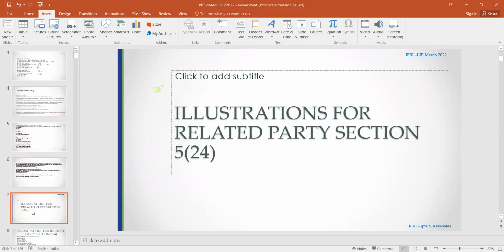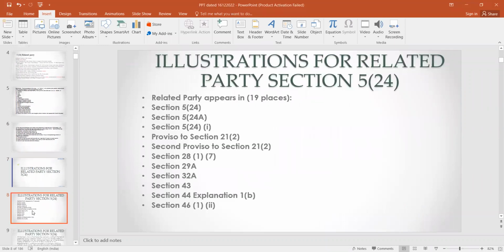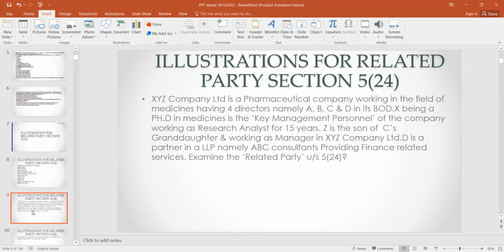So now illustrations for related party. See, let us see some of the relations. Related party appears in various places: 524, 524A, 524(1), then proviso to section 21, second proviso, section 28, section 29A, 32A, section 43, 44, 46. So these are some of the sections where the concept of related party comes. Now let us see illustrations for related party.